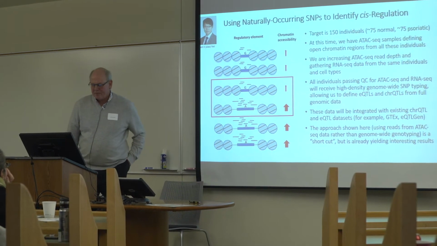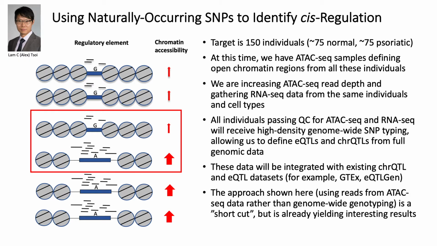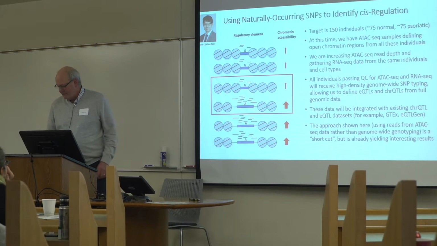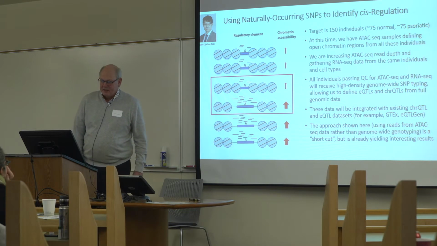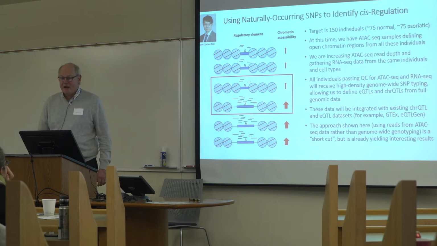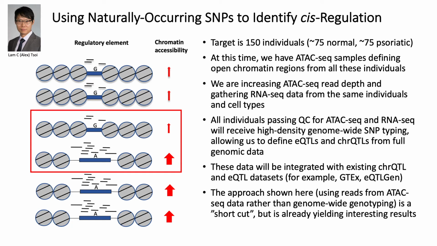Now Alex came up with this shortcut. When we have our GWAS chips back, we will know what all the variants are for all our people. But in the meantime, Alex has been using just the sequence data that has come out from the open chromatin data to look for people who are heterozygous for variants that might affect open chromatin, and that has worked actually very well.